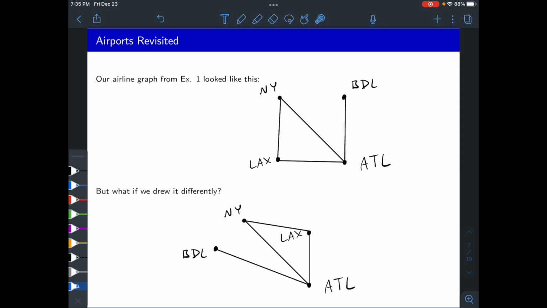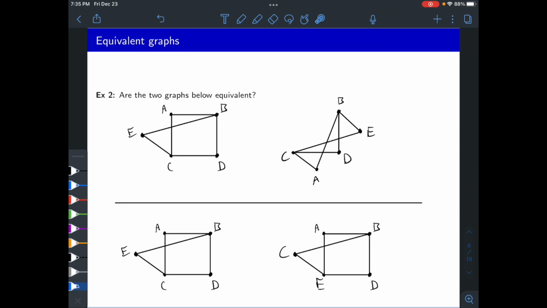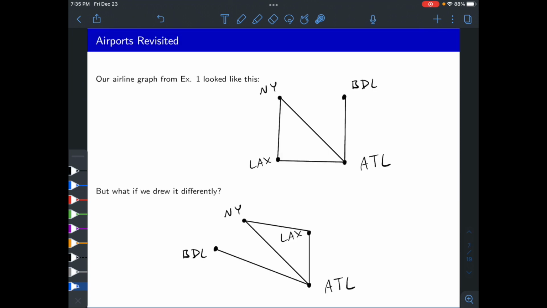So that's just inherently different. Looking at the labeling very much matters. If I were to change these two labels right here, so change Atlanta and BDL, Hartford, now this is an inherently different graph. If I change the labeling, this is recording different information.